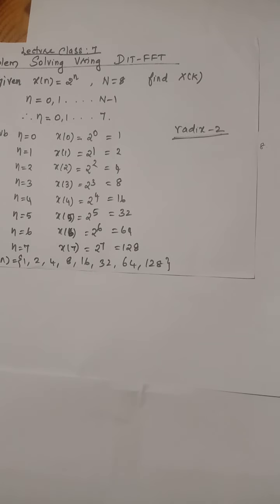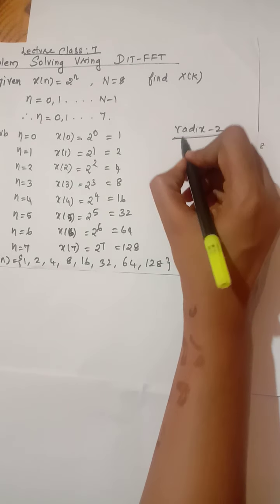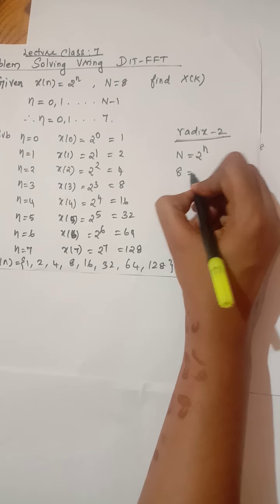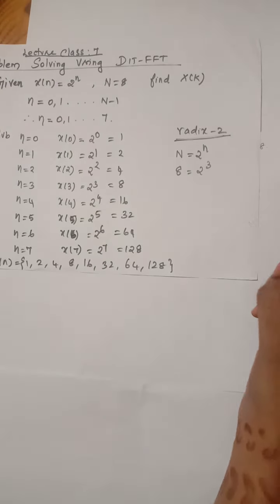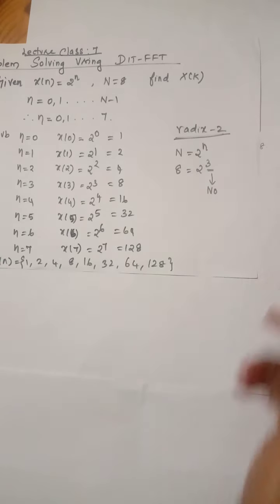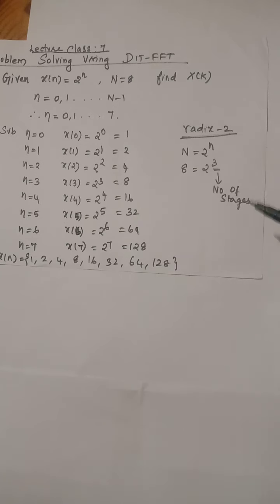In this we are going to find the radix-2 FFT. So N can be written as 2 power v. Here N is equal to 8, therefore it is 2 power 3. This 3 represents the number of stages of decimation. Now we are going to use 3 stages of decimation.